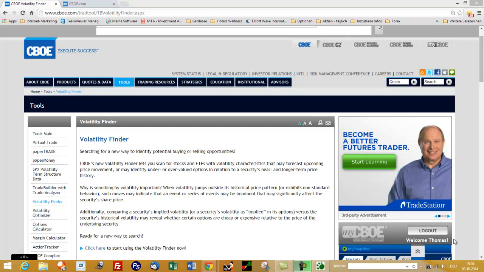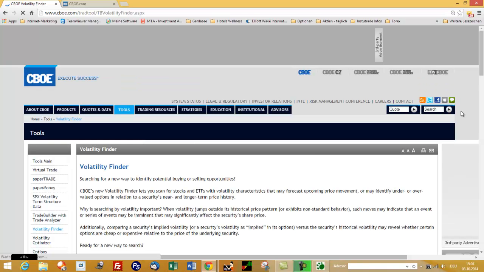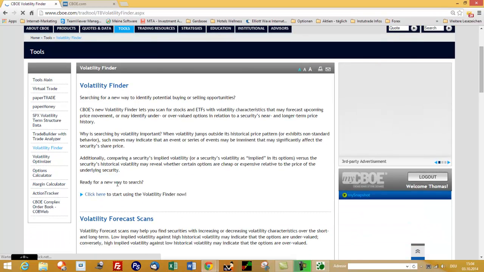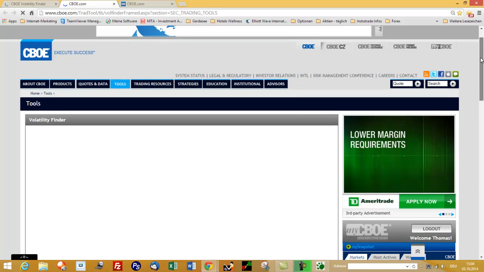So my first website I usually go to is cboe.com, which is the website of the Chicago Board Options Exchange. Amongst the tools on this website you find something called Volatility Finder. You just click on the Volatility Finder link. This opens a new site, then you click here, and this opens a new site where you find the Volatility Finder. Volatility is very important when you're trading options.